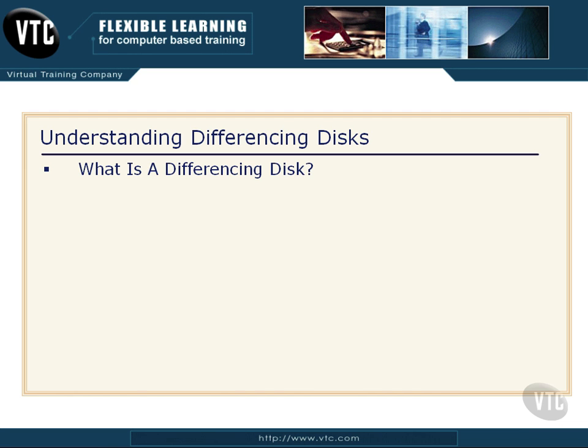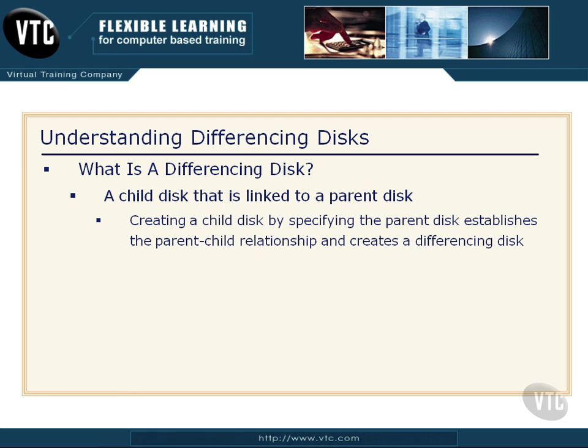So first of all, what is a differencing disk? Well, it's just really another virtual hard disk that has a parent-child relationship. The differencing disk is the child disk that is linked to a parent disk. Now, creating a child disk by specifying the parent disk establishes this parent-child relationship, and this is what creates a differencing disk. So when you tell it that you want it to be a child and you point to the parent, you just created a differencing disk.